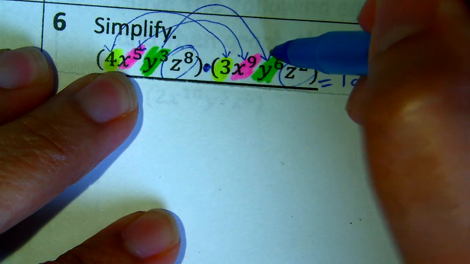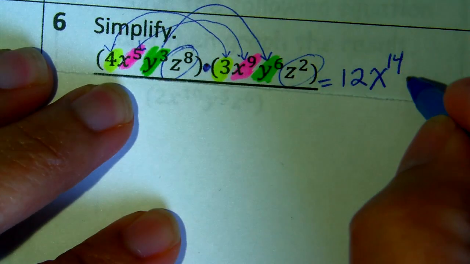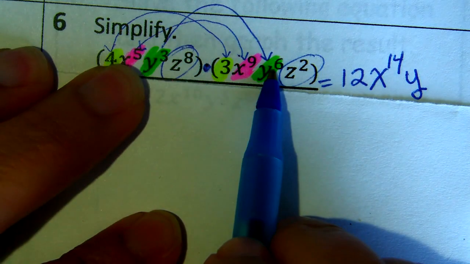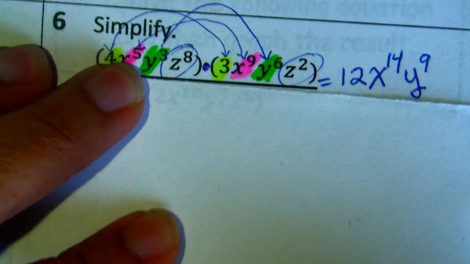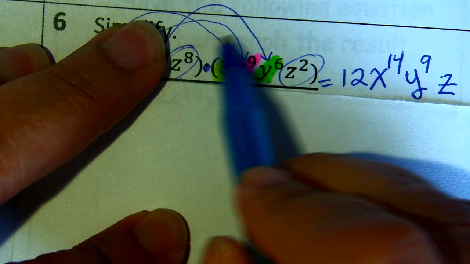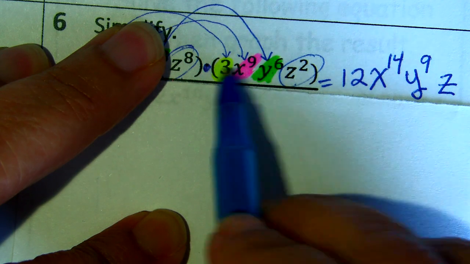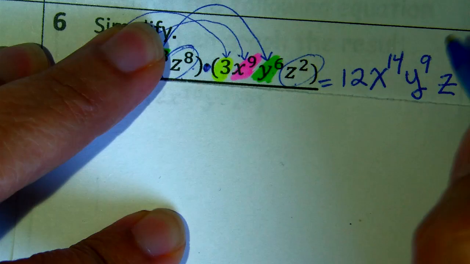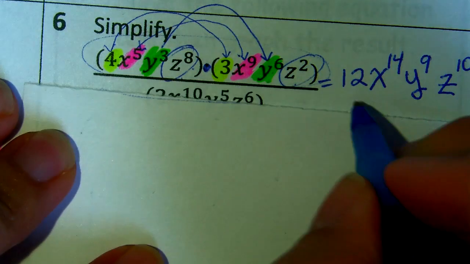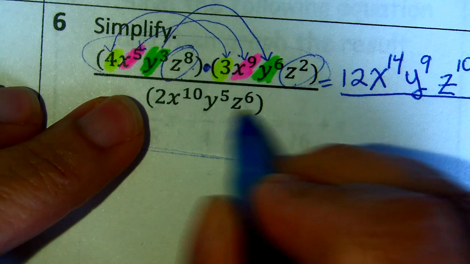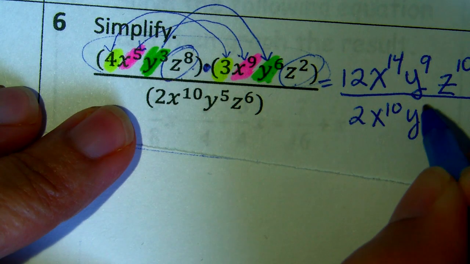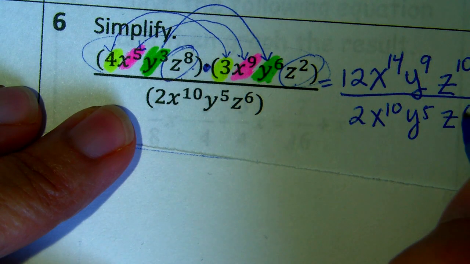Now let's multiply the y's. Y times y. You have y to the power of what? 3 plus 6, 9. And then finally, let's go to the z's. Z to the 8 times z to the 2. 8 plus 2, 10. So now we simplified this part right here, okay? Now let's write and copy the part in the bottom. 2, x to the 10, y to the 5, z to the 6.